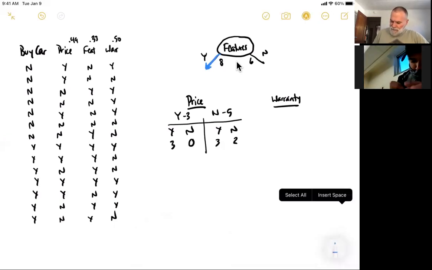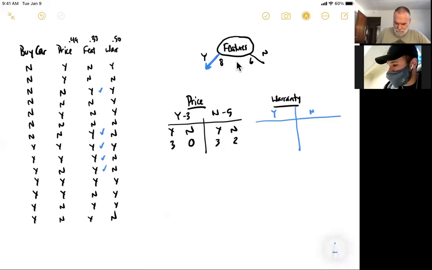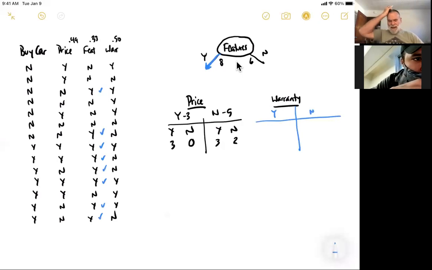All right, so we'll figure out how many yeses there were and how many nos, first of all. Let's just look at, and we're still on features of yes. That means we're just looking at these ones. So let's count up then for warranty, based on just those, how many yeses and nos we've got.